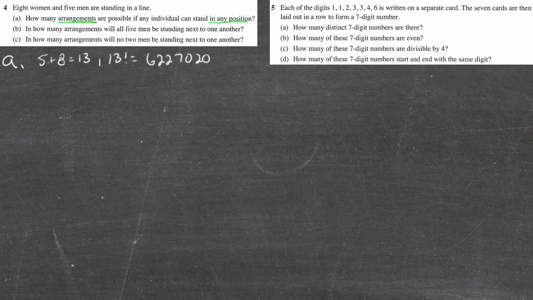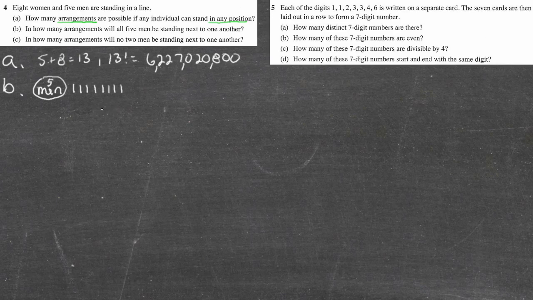Now, for part B, they want to know how many arrangements there are if all 5 men are standing next to each other or together. So the men are all together. They're one group. All right. And then we got our 8 women. So what we're going to do is count the men as one thing. So that gives us a total of 9 things that we're rearranging.